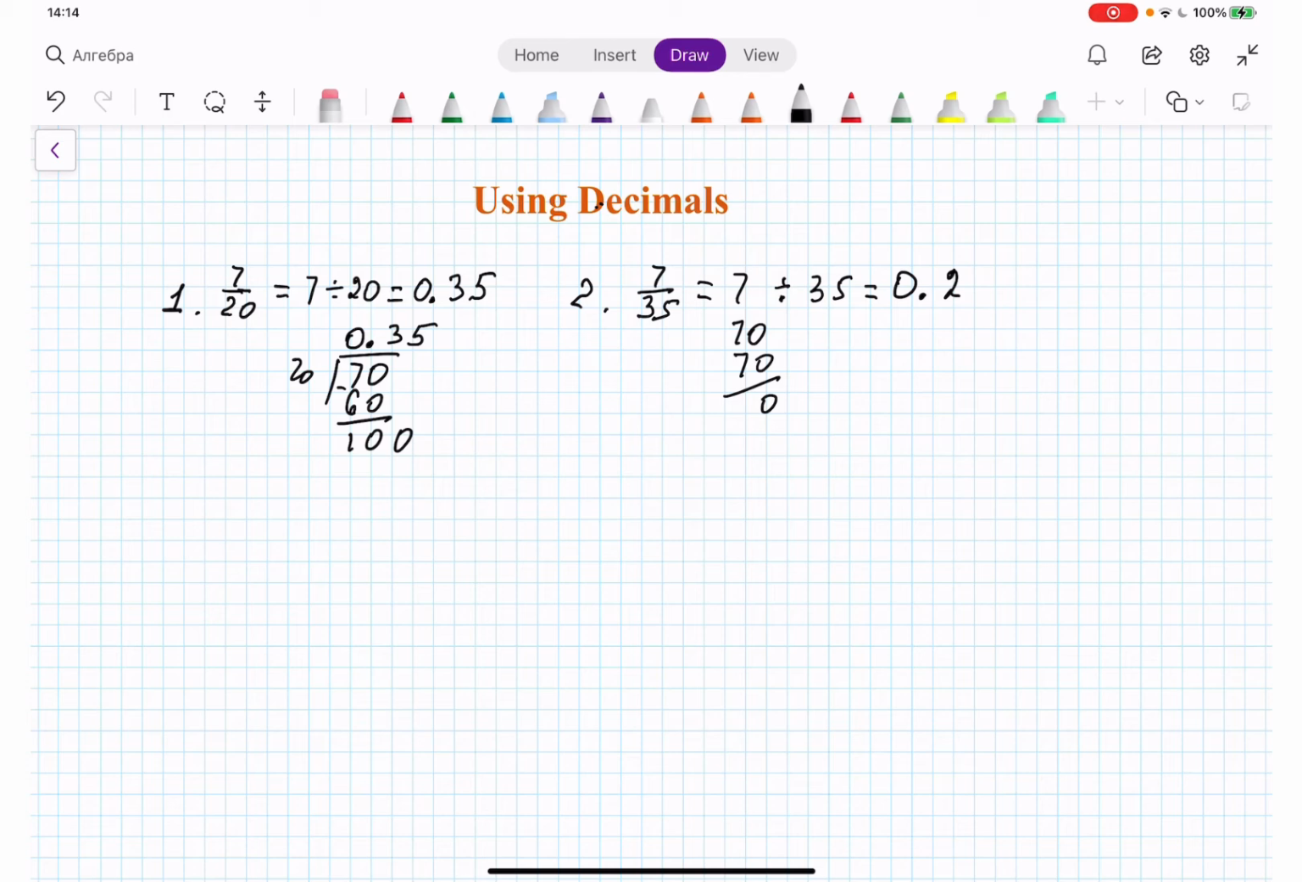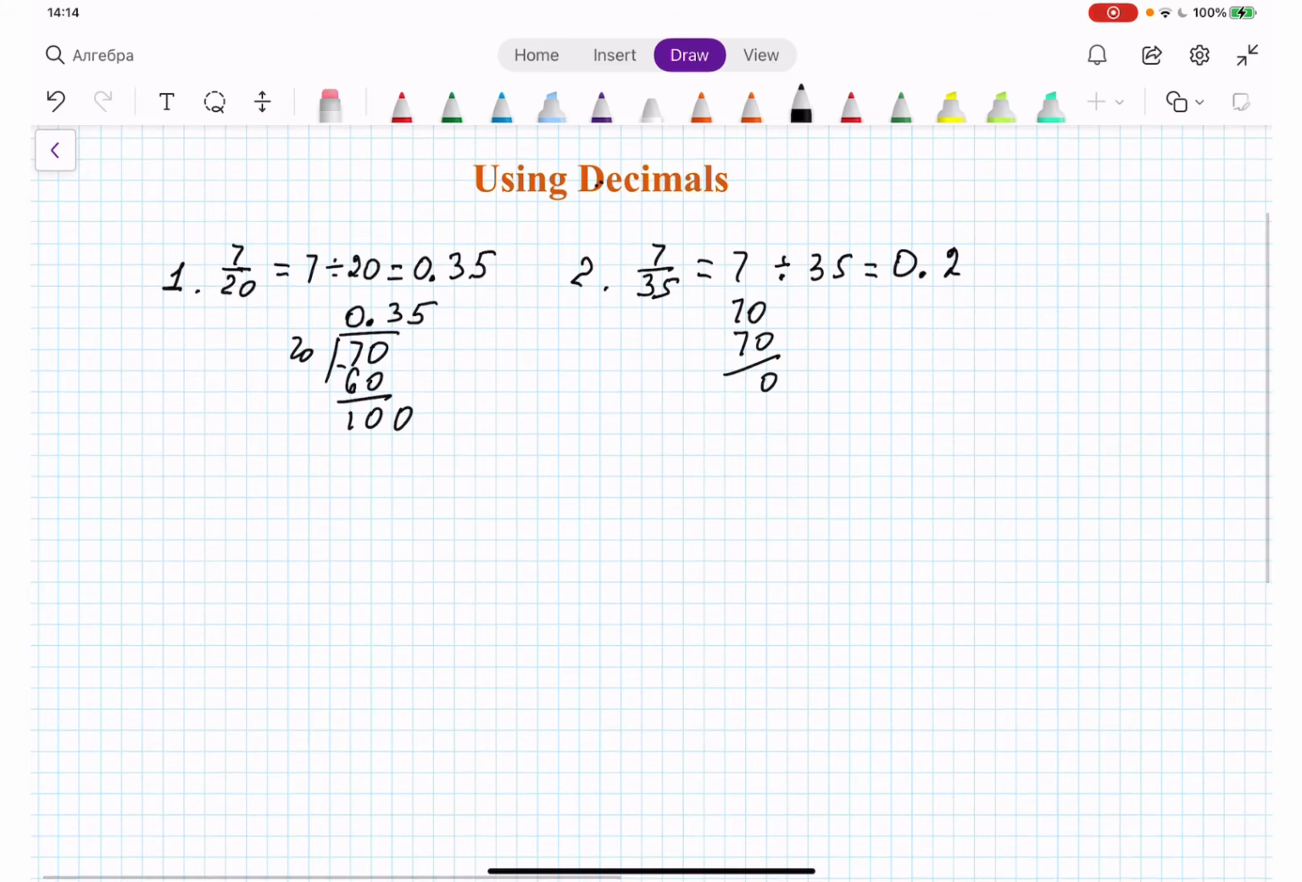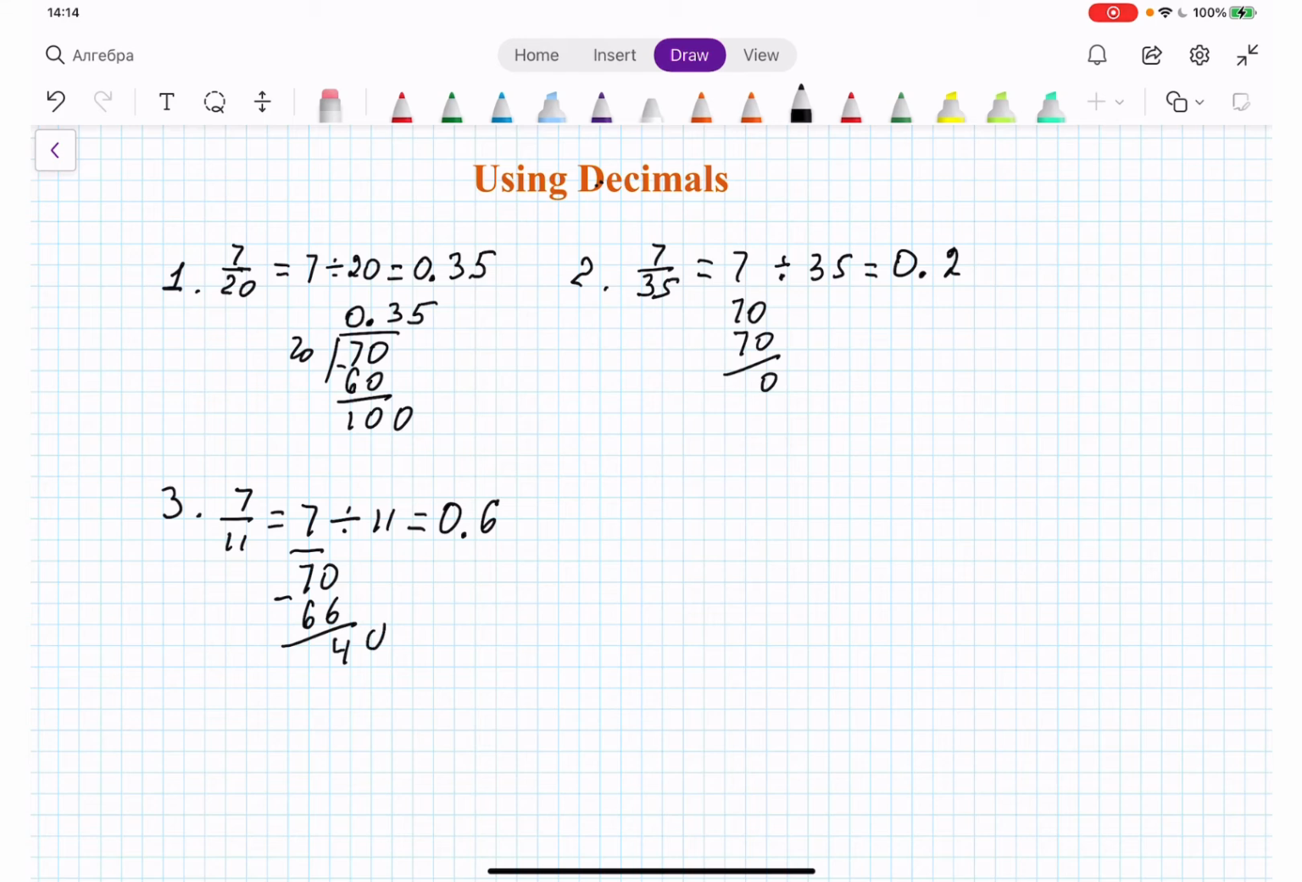Next question is going to be 7/11. Number 3. 7 divided by 11, which means I am going to divide 7 by 11. 7 divided by 11 is 0, right? Doesn't fit. So after I put a point, I can add 0. 70 divided by 11, it's going to be 6 times. 6 times 11 is 66, right? Subtracting, I'm getting 4, right? 40 divided by 11, it's going to be 3 times. 33.